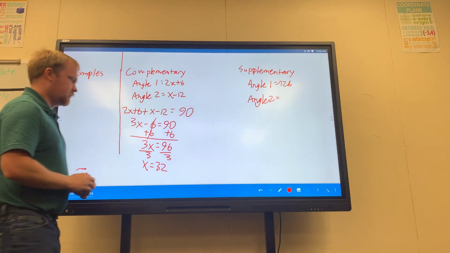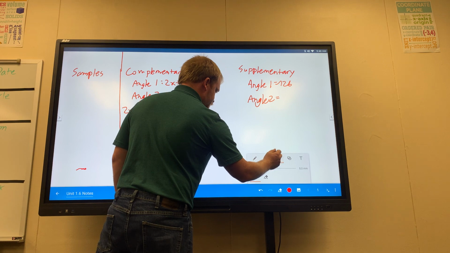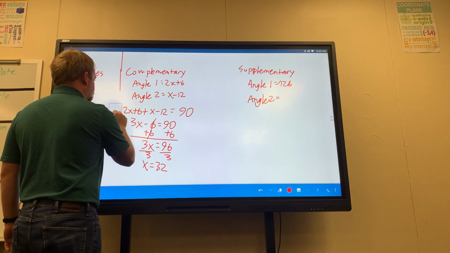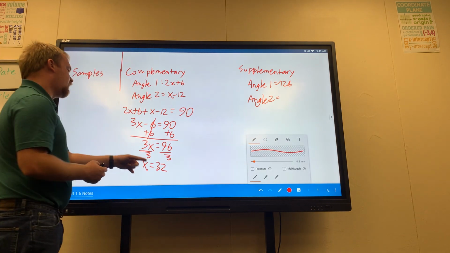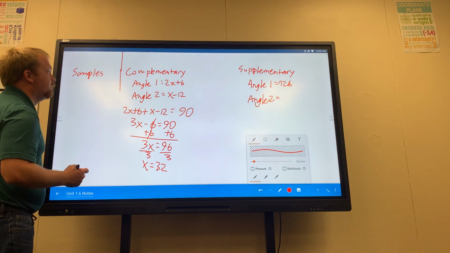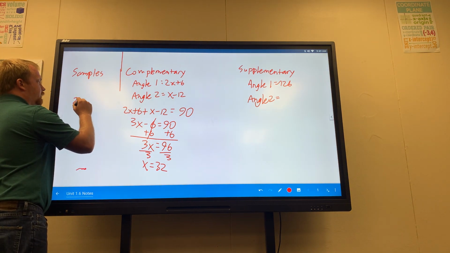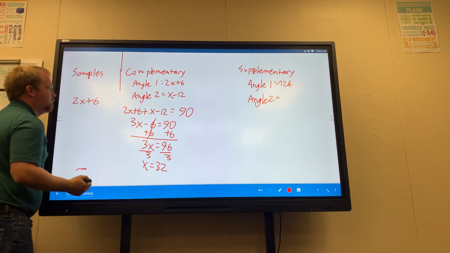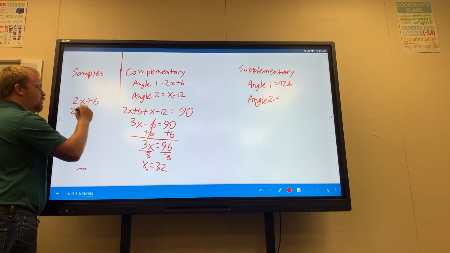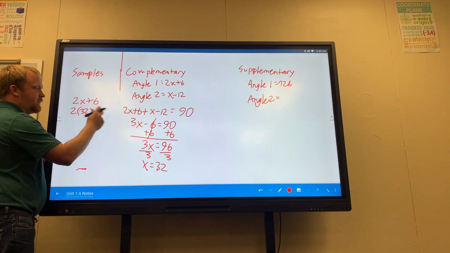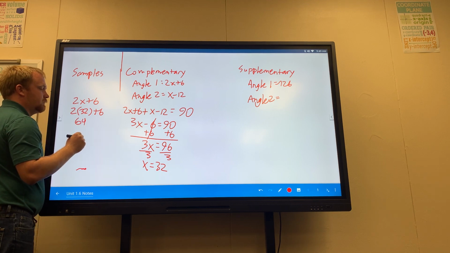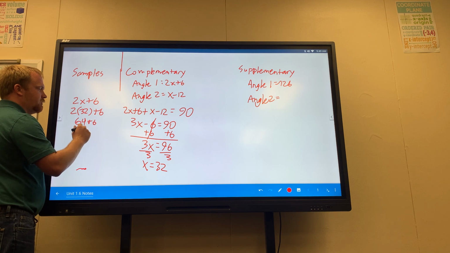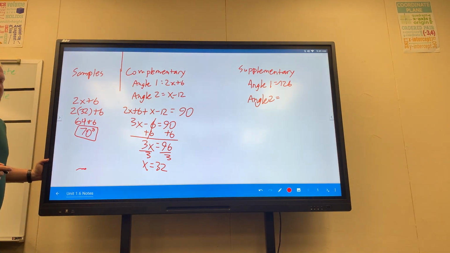Now, in order to find the angles, I found x, but I have to find the angles. So remember, I'm going to take 2x plus 6 real quick. Remember, I'm replacing the x with 32. I'm going to multiply by 2, that gives me 64, plus 6 gives me 70 degrees. So one of my angles is 70 degrees.